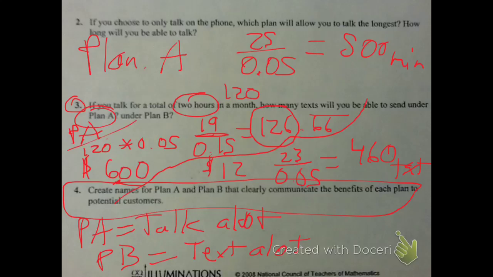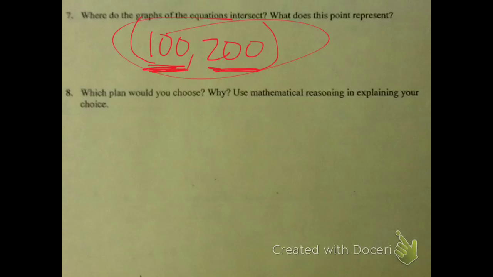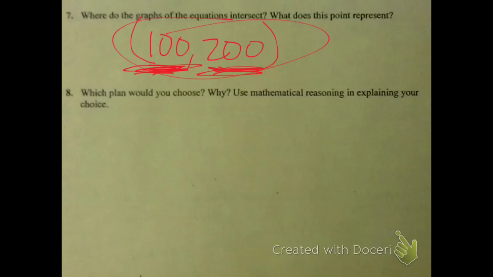So remember, where's our information here? Text messages are the x, and voice minutes are the y. So if y is 200, you talk for 200 minutes. If x is 100, you sent 100 text messages. This point represents where the two plans would be exactly the same price. Okay? You'd cost the same at that point if this is all you did, which I know none of you guys would ever do, but that's what happens.